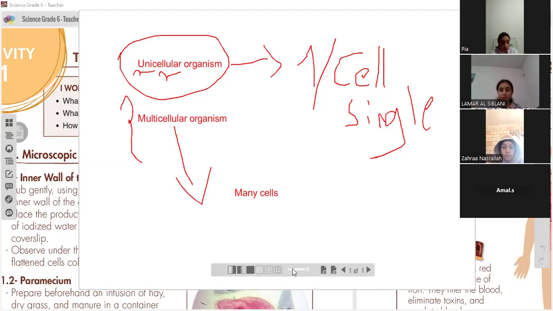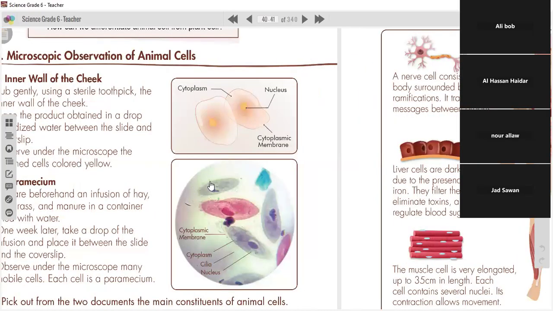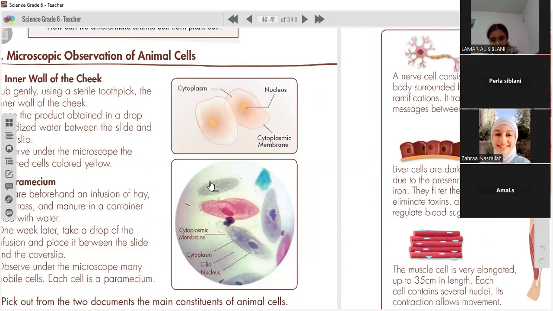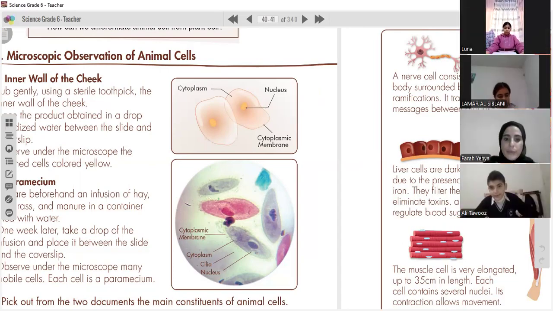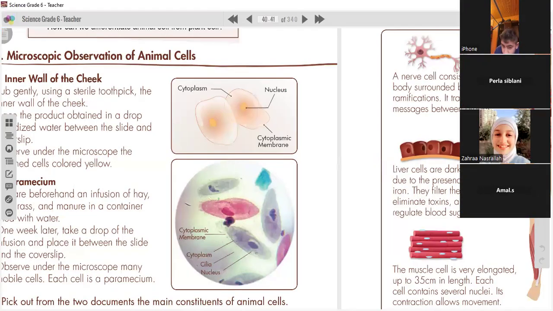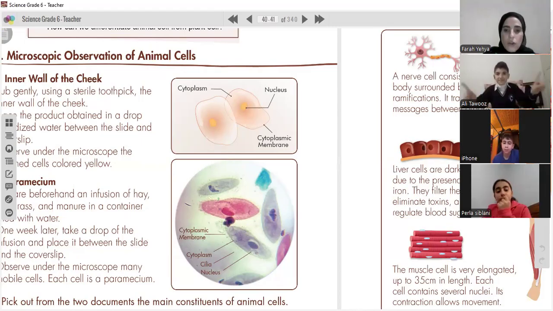Let me ask you this question. Ali Amhaz, what about the people? Are they multicellular organisms or unicellular organisms? What do you think? Unicellular organism. We are unicellular organism. Yes. What's the meaning of unicellular organism? Ammar, do you agree we are a unicellular organism? No. Why no?